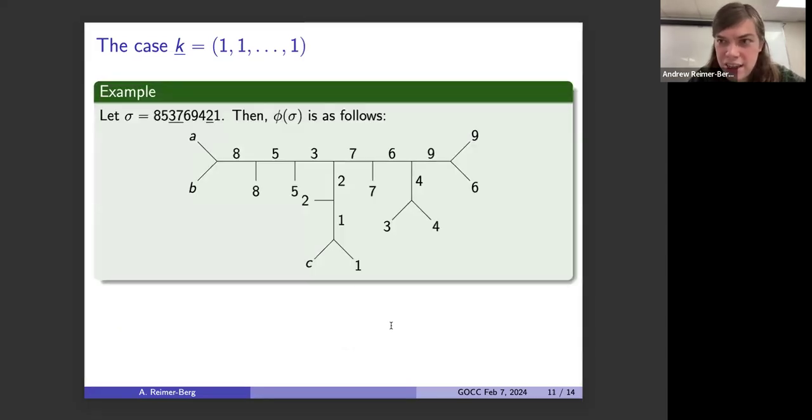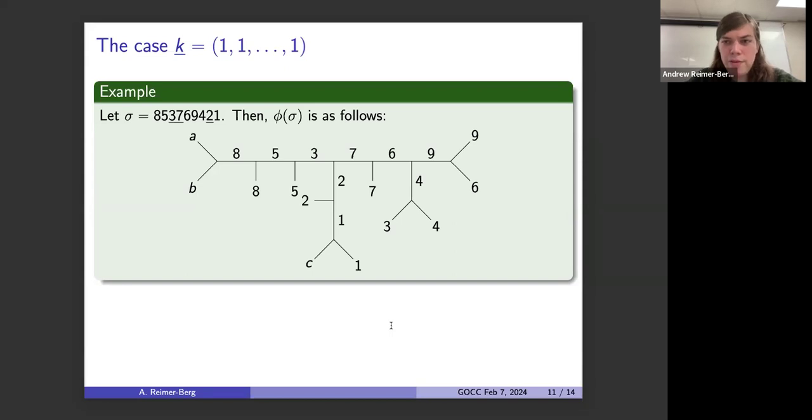Let's look at this in an example. Suppose we have the permutation 8, 5, 3, 7, 6, 9, 4, 2, 1. Then phi of sigma would be this tree down here.